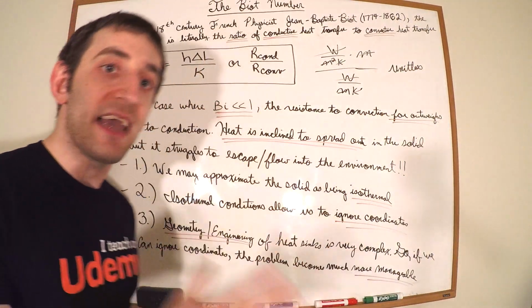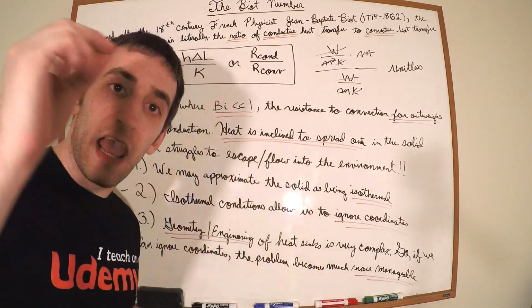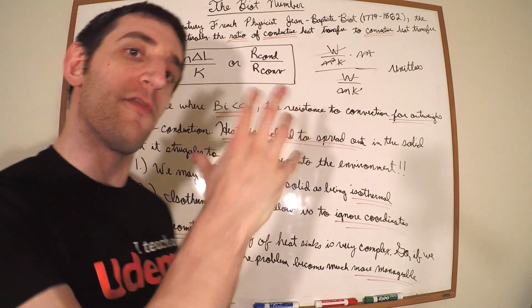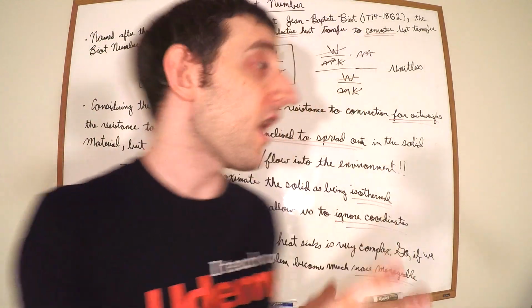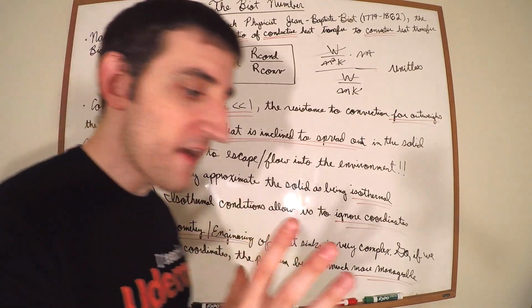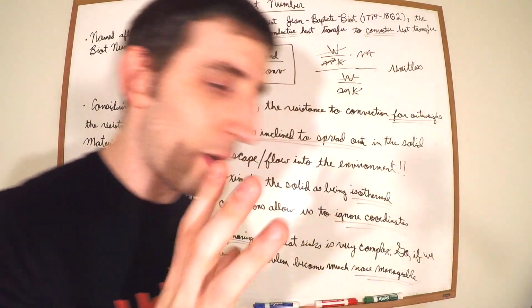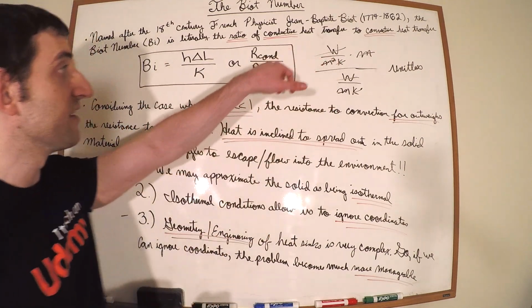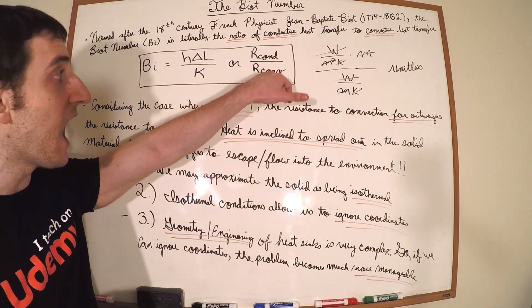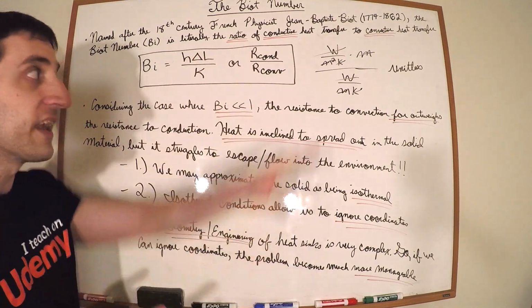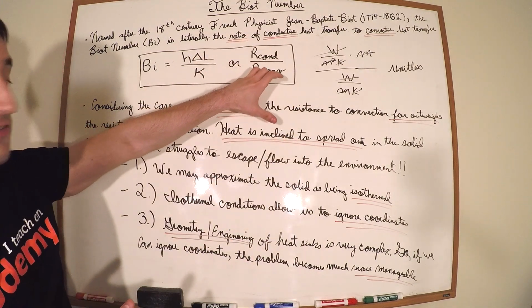So in our case, why this is so important and why you should care is when this Biot number becomes very small, or approximately 0, much less than 1, we get very interesting phenomena. Let's take a look at what happens here. When the Biot number is very small, that means that the resistance to convection is very high, and the resistance to conduction is very low. We can see that with this relationship here.